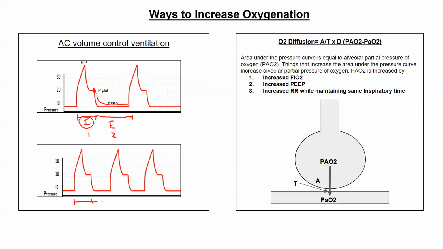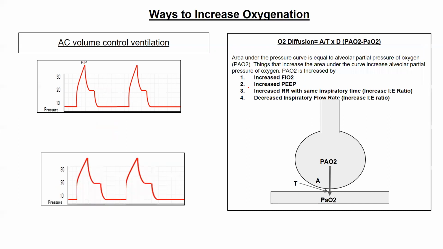Now look at the I:E ratio here. It's actually about 1 to 1. And what you just did is they're spending a lot more time in inspiration. And when a patient is inspiring, there is more air in their lungs. So their PaO2 in their lungs is actually going to be increased. So you can see it increases that area under the curve of the pressure curve. So it's going to actually increase their PaO2 over time. So that will increase their oxygen.